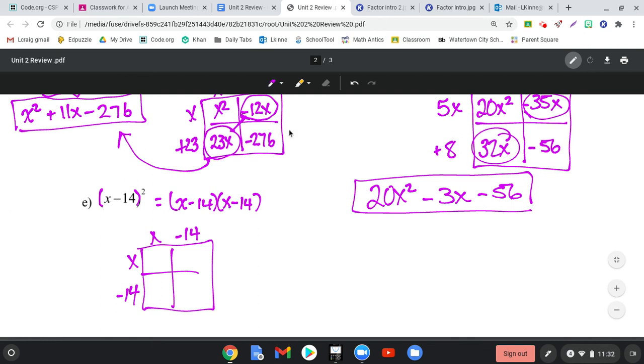Again, when you're looking at it in the box, think of those as negatives. So we have x squared minus 14x. Down here we have -14x. And -14 times a -14, negative times a negative, positive 196. Combine those like terms. X squared minus 28x plus 196.